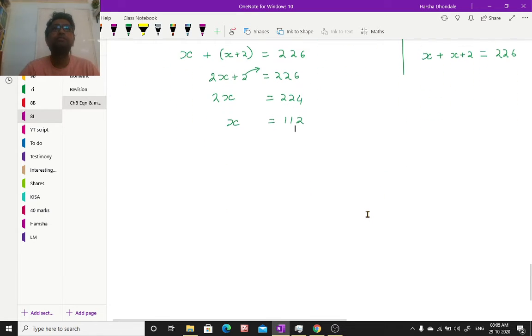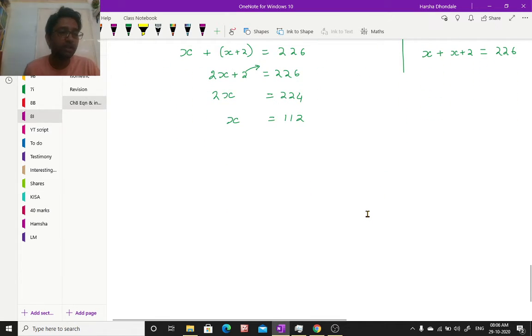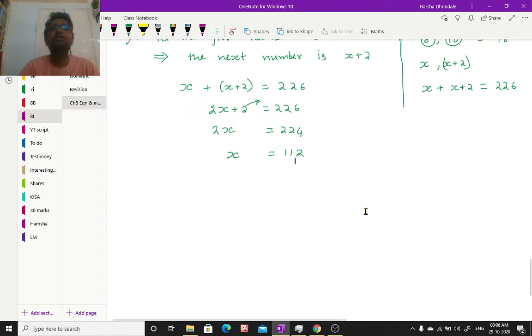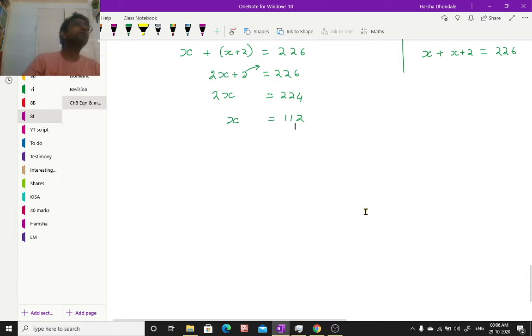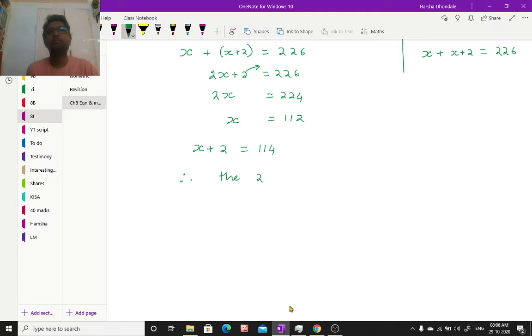Next, wait, so this is the first consecutive number. The next consecutive number is x plus 2. So x plus 2 will be 112 plus 2, which is 114. Therefore the two numbers are 112 and 114.